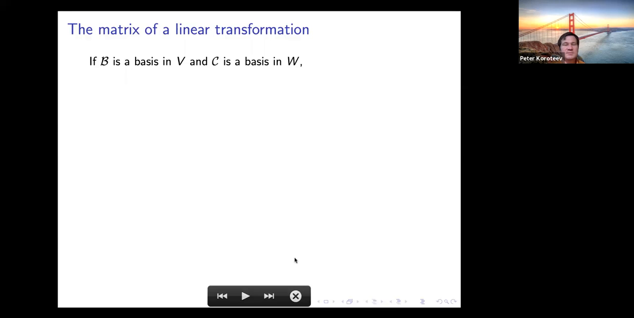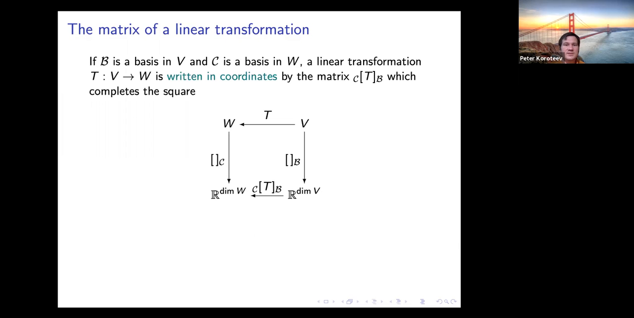Now, if B is a basis in V and C is a basis in W, a linear transformation from V to W is written in coordinates by the matrix with two indices, C and B, which would complete the square now. So say you have T going from V to W. Here, the dimensions of V and W don't have to be the same anymore.